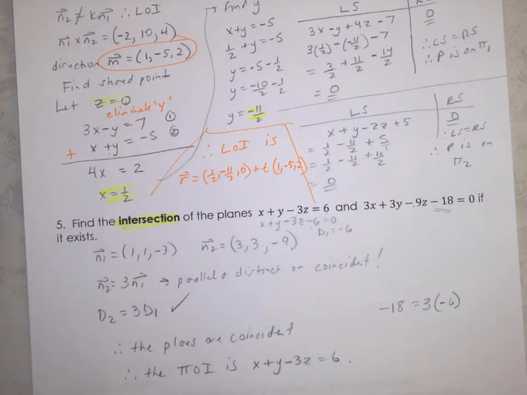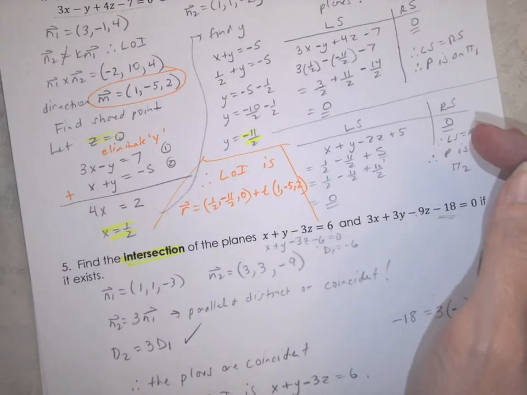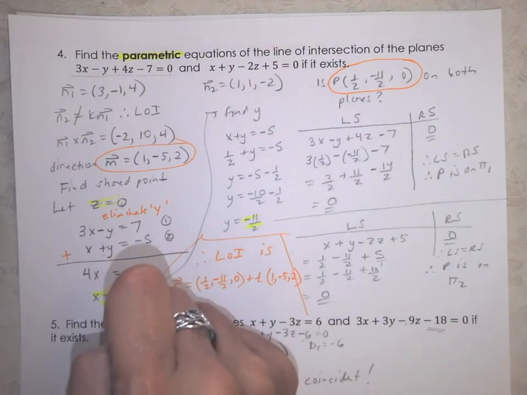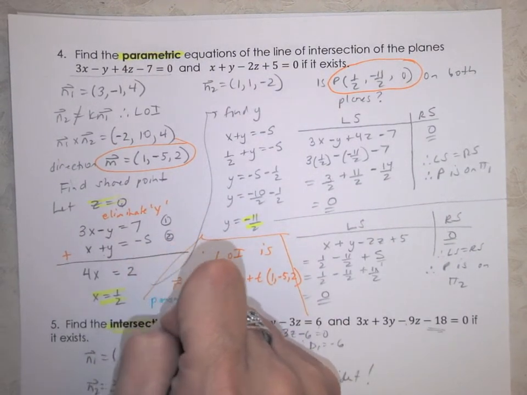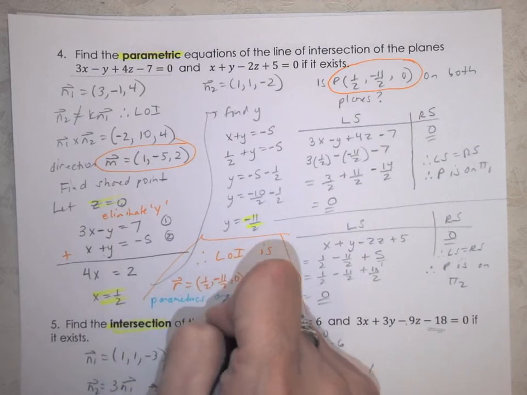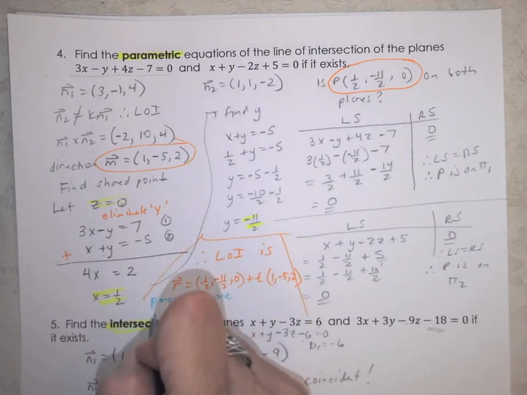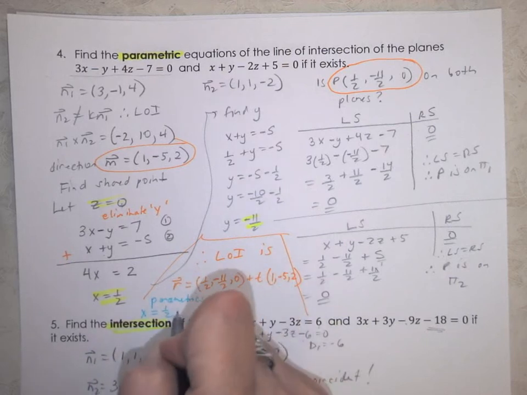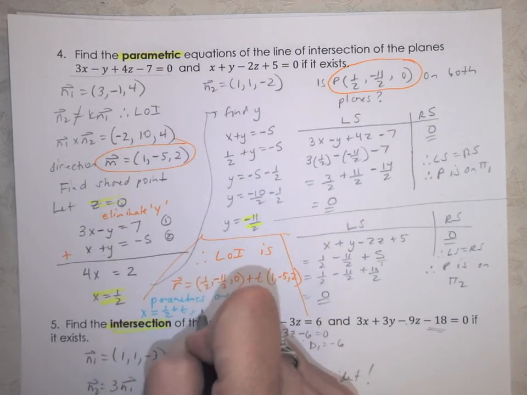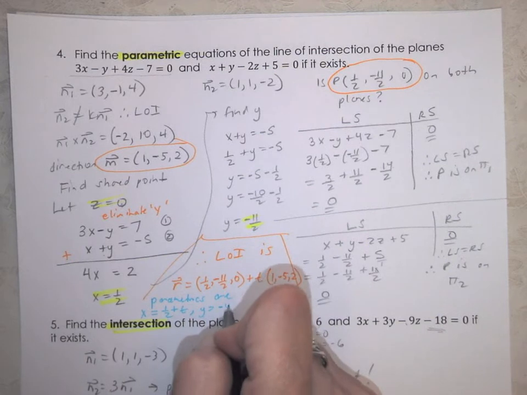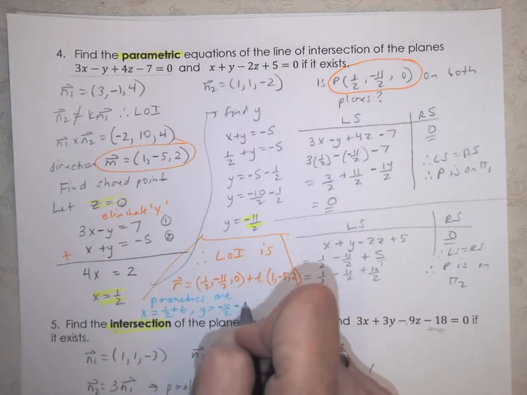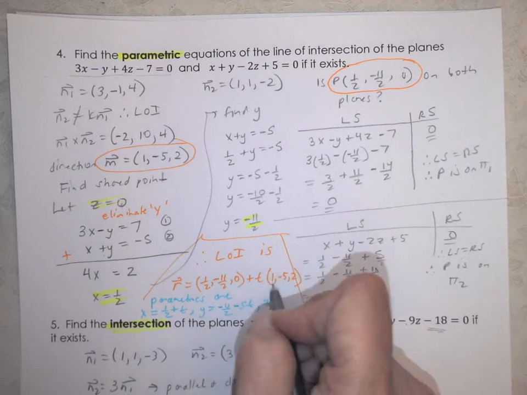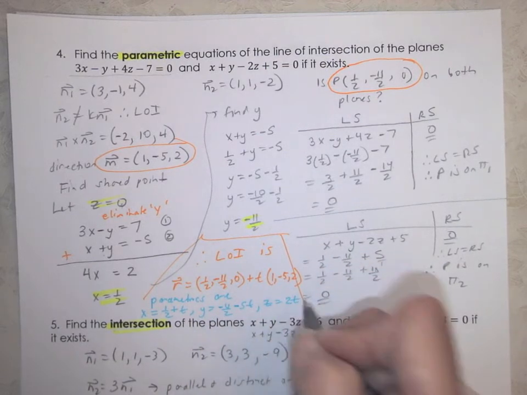for the parametric equations, and I forgot about that. So parametrics are, so careful here, I'm going to put them side by side. So x equals a half plus t, y equals negative 11 over 2 minus 5t, z equals 0, which I don't need to show, plus 2t, so z equals 2t.